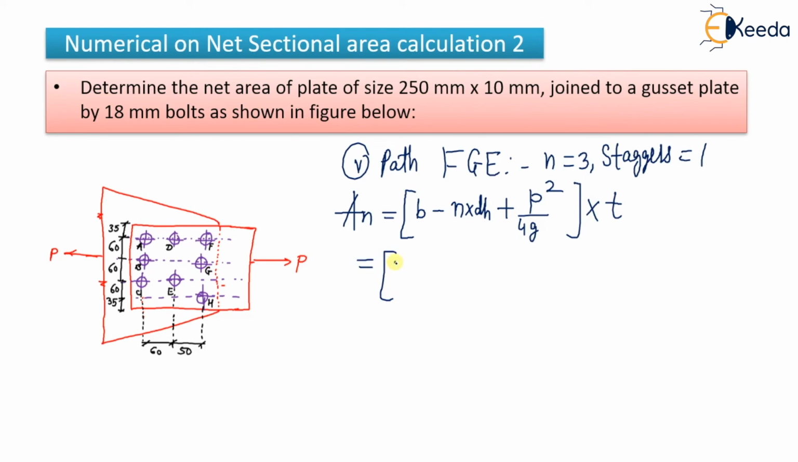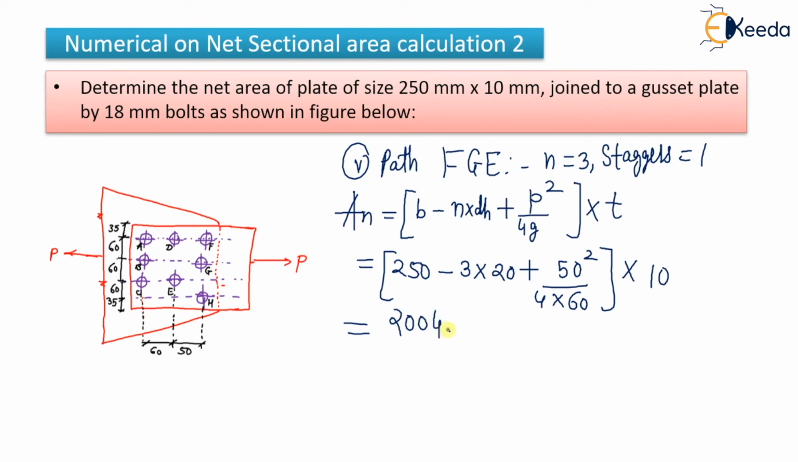So B, what is the value of B? It is 250 minus N, the number of bolts: 1, 2, 3. Three bolts were there in the FG path. So 3 into DH, DH was 20. Then P square by 4G. Now which path is this? FGE. Which pitch is getting covered? 50 mm. So 50 square divided by 4 into gauge. Gauge is constant, it is 60. Bracket close into T, thickness is 10 mm. So for the FGE path it will come around 2004.1 mm square.